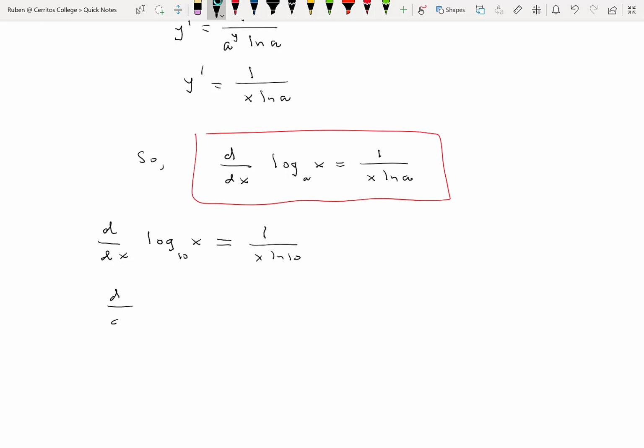So this should work for ln x. It should work for the log of any base. Now let's see how it works. We know the derivative of natural log of x. It's 1 over x. Well, let's see if this formula works. Natural log has a base of e, and our formula then says the derivative is 1 over x times the ln of the base, ln a. A is e in this case. And remember, e again is such that the natural log of e is 1. We get what we expect.